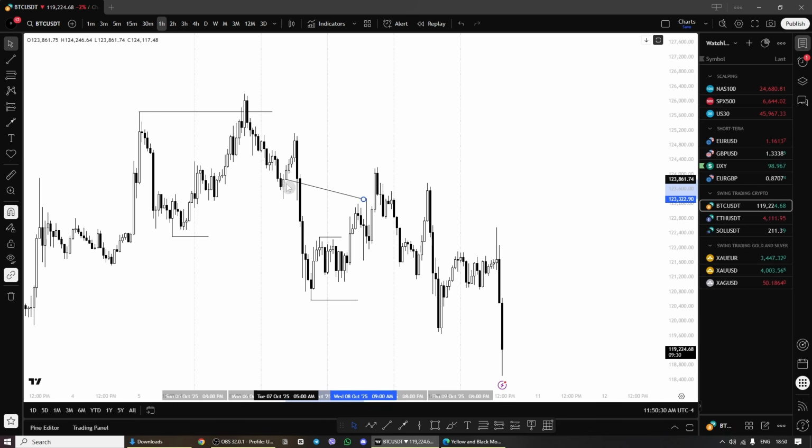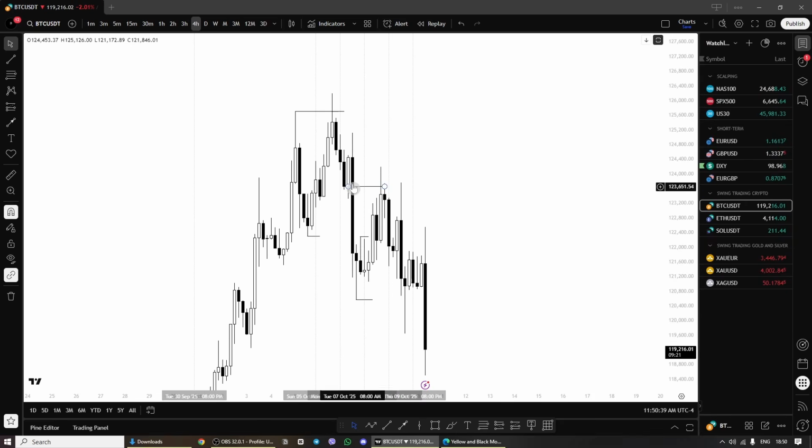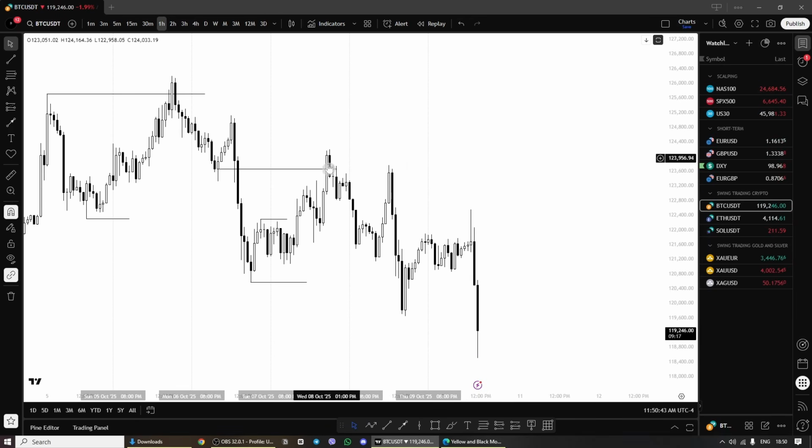I think here we had a 4-hour order block. I think I'm right. Let's check. Yeah, right here. And then we had to sell off because we are open, range, high, making OTE of the week into low.